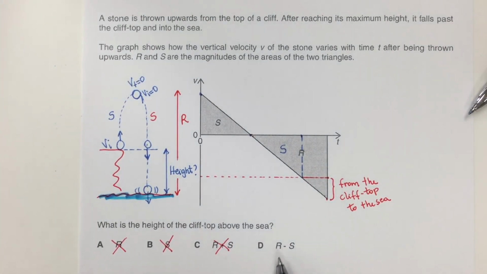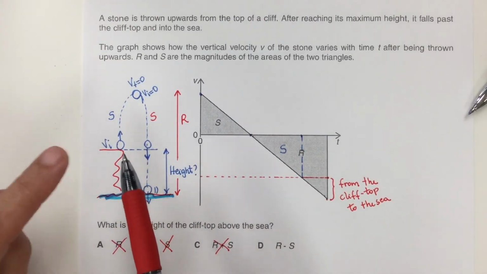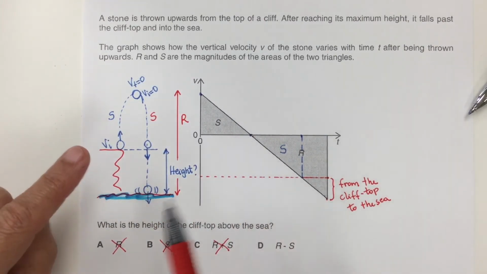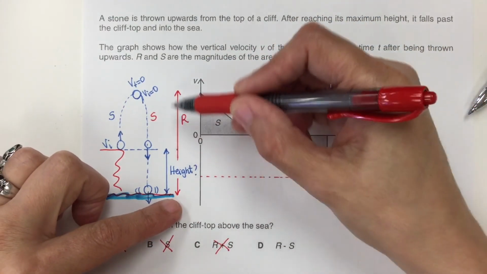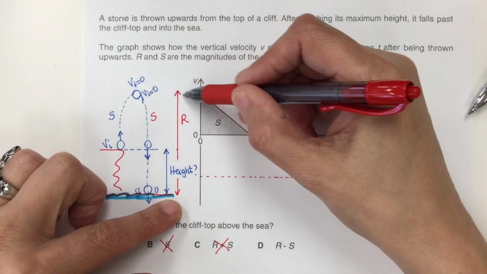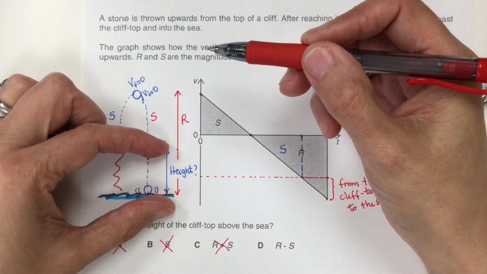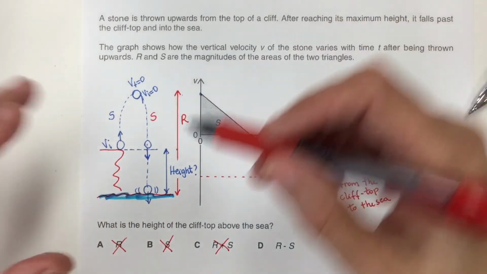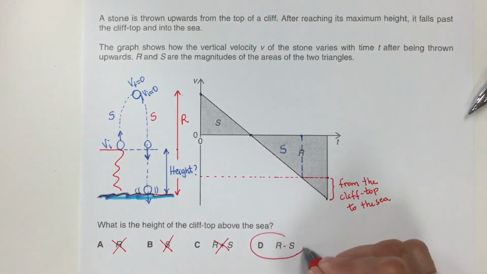The last one is R minus S. I would say it would be easier to answer this question looking at the diagram that I did based on this graph. If you look at this diagram, the height of the cliff is R minus S. I did the diagram based on this graph. So this is the right answer.